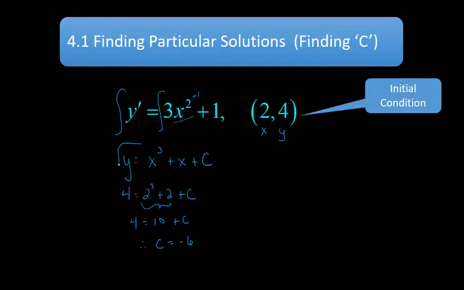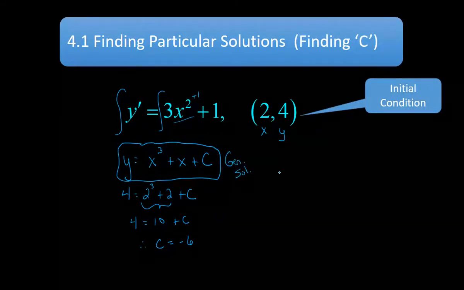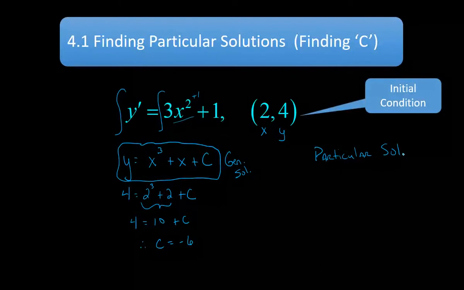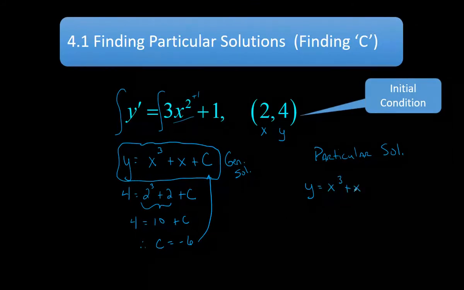So now this is what we did at the beginning of the chapter. This is our general solution. And now we're going to find a particular solution. And so now all we have to do is put that negative 6 in here, and we'll have y equals x cubed plus x minus 6. That's the particular solution to the differential equation that we started with.